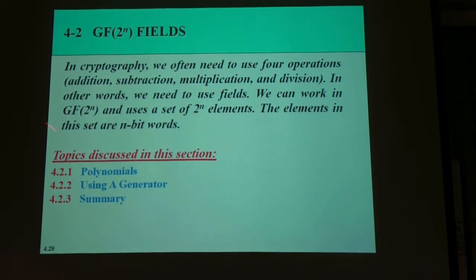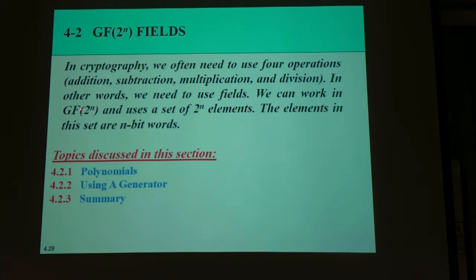All right? So in cryptography we often need to use the 4 operations, right? In other words, we need to use fields. We can work in GF of 2 to power n. So 2 is a prime, and it uses a set of 2 to power n elements. The elements in this set are n-bit words. So to write any number up to 2 to power n, how can you represent it in binary? In n bits, right?